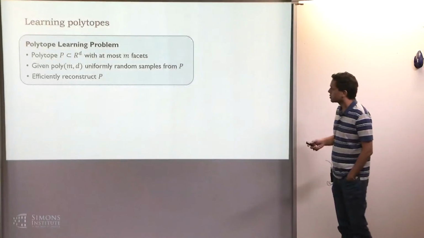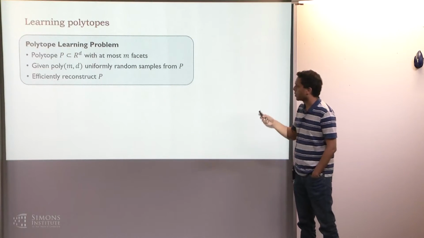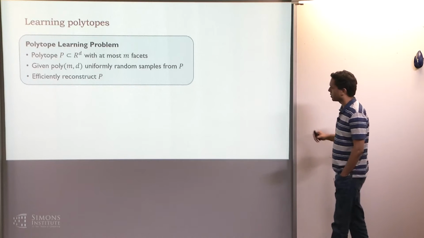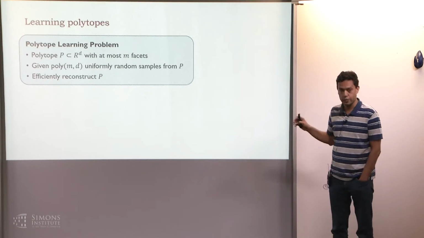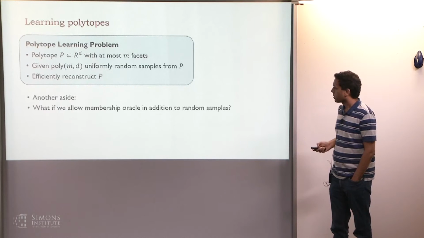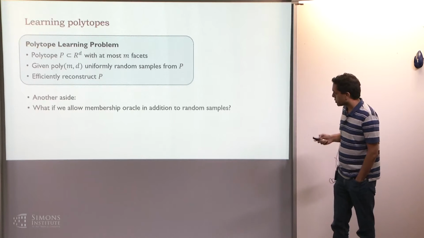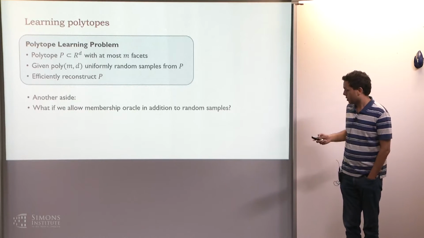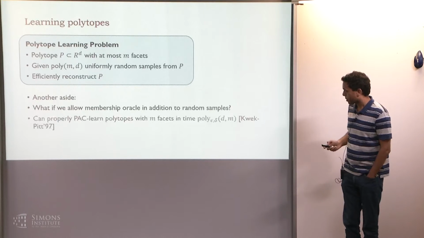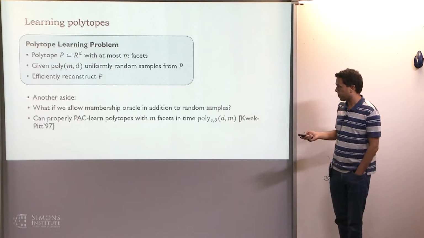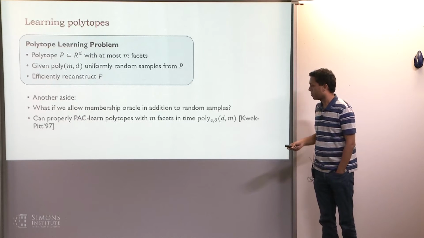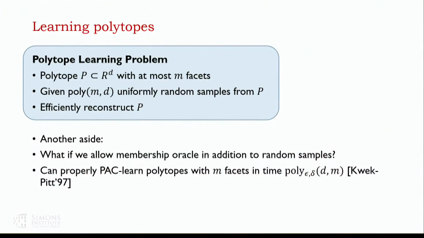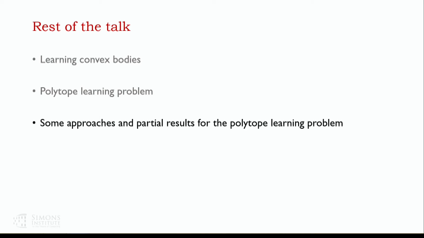So let me just restate the polytope learning problem. We have an unknown polytope P with at most m facets. We get a polynomial number of random samples, and we want to efficiently reconstruct P. Let me just mention one more aside. What if we allow ourselves a membership oracle in this case? This problem was studied a long time ago, and you can PAC learn in polynomial time. This is the result of Kwek and Pitt in 97. But we are interested in that problem.